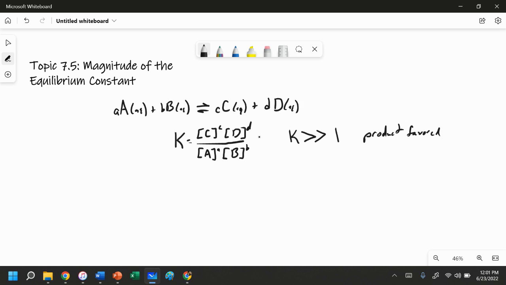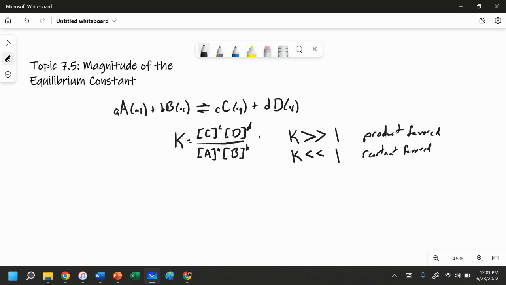So what is this going to look like for K? Well, if the denominator is greater than the numerator, then K will be less than 1. If K is much less than 1, then this is a reactant favored reaction. And we know that the reaction is not going to make as many products as it makes reactants.